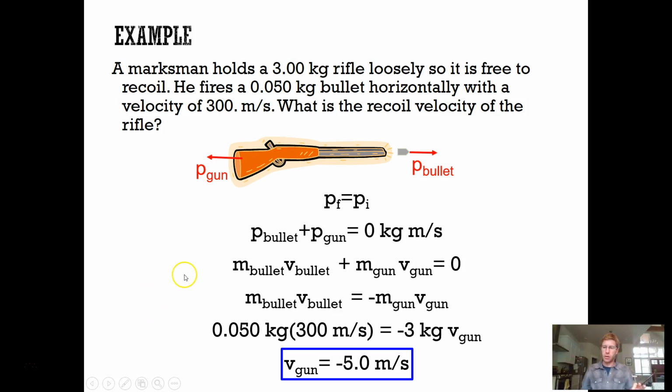So again, just make sure you pay close attention to the process. It's an isolated system. You establish that. You then set up final momentum equals initial momentum. Figure out what your final momentum components are, what your initial momentum is, and then solve. Now notice here, everything was in the x direction, so I didn't have to break things down into vectors. If you have things moving in multiple directions at once, you'll then have to use vectors.